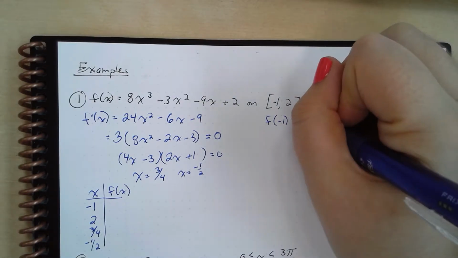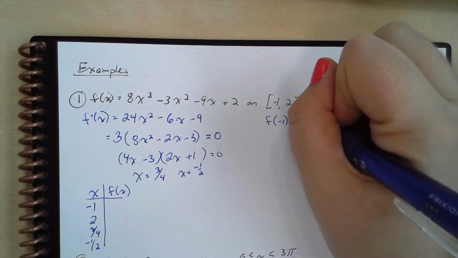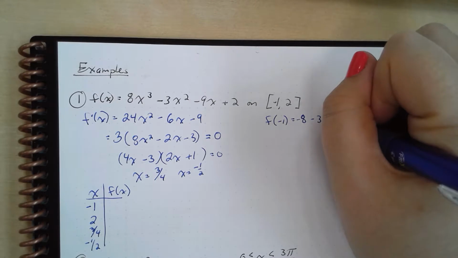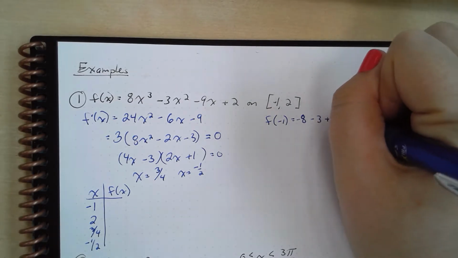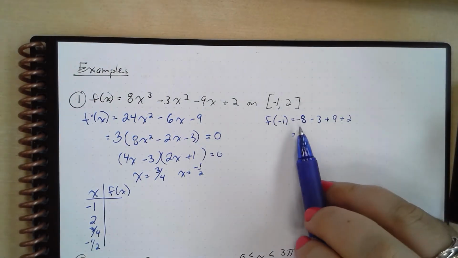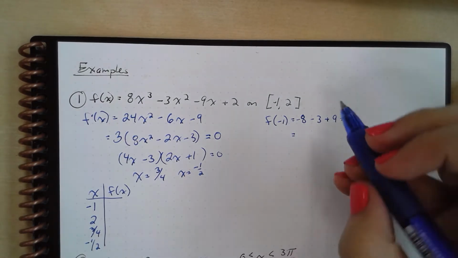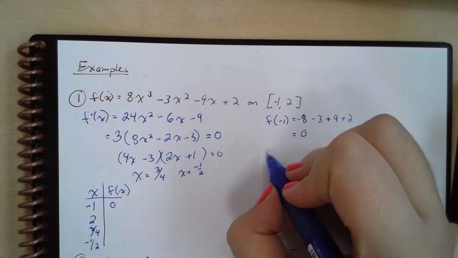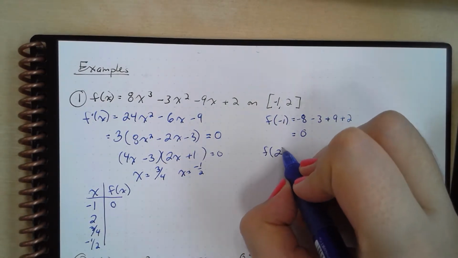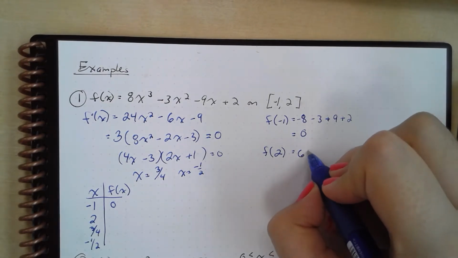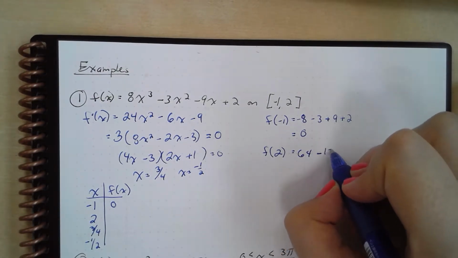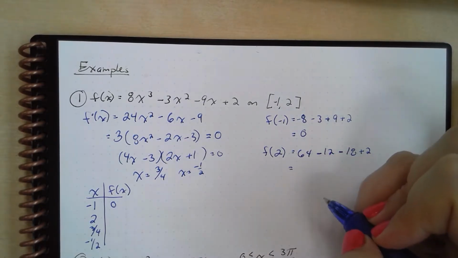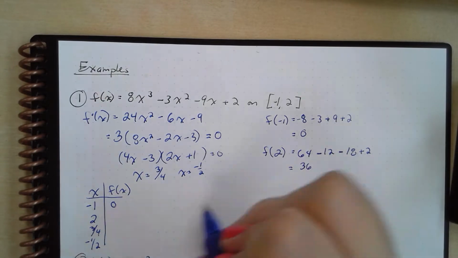So f of negative 1 is going to be equal to negative 8 minus 3 plus 9 plus 2. So negative 11 plus 11 looks like it's going to be 0, right? So negative 1, 0. And then if I do f of 2, I'm going to get 64 minus 12 minus 18 plus 2, which I think is going to be 36.